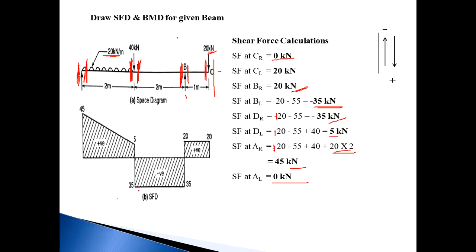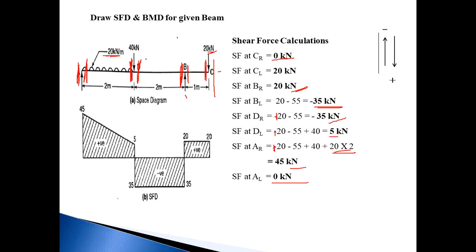Then at D, R minus 35, DL plus 5, AR plus 45 and AL 0. All forces or coordinates join with horizontal and straight lines from B to C and B to D. Now in between A to D there is a UDL, so the SF diagram will be an inclined straight line. See here, this A to D changes in an inclined straight line. In between B to D there is no load, so the SF diagram becomes a horizontal straight line.